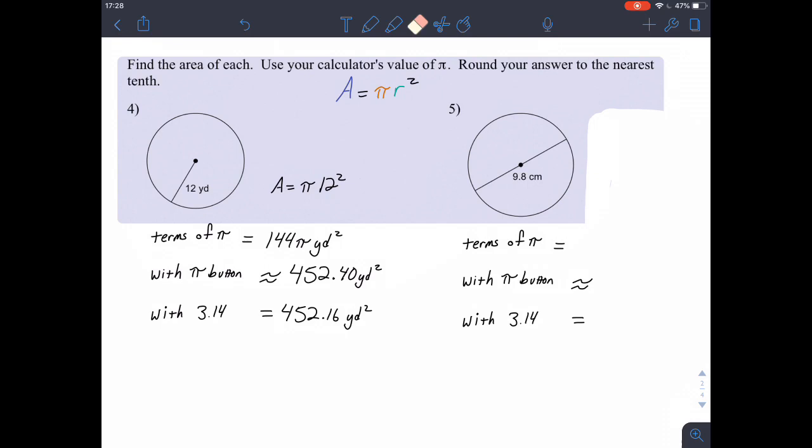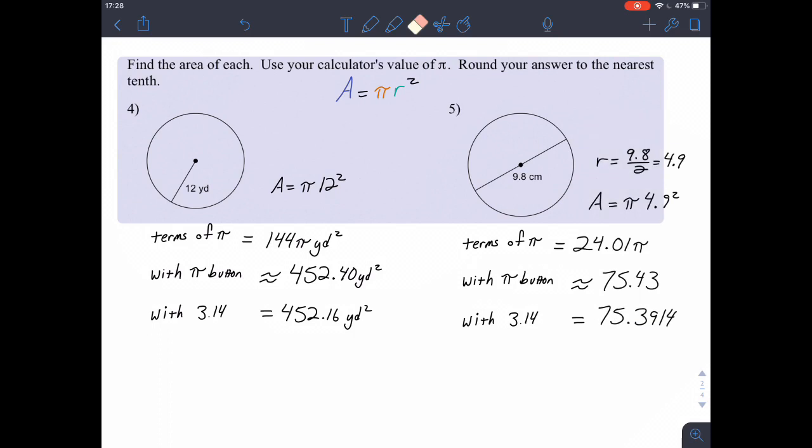Because a radius is half of a diameter, we can take our diameter of 9 and 8/10 and divide it by 2 to get 4 and 9/10. Then we just need to square that number and multiply it by pi. When we square 4 and 9/10, we get 24 and 1/100th. So our answer in terms of pi is 24 and 1/100th times pi.